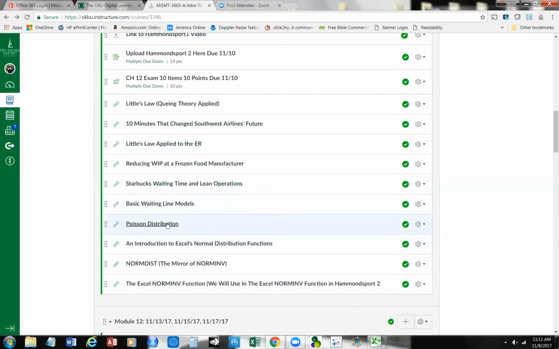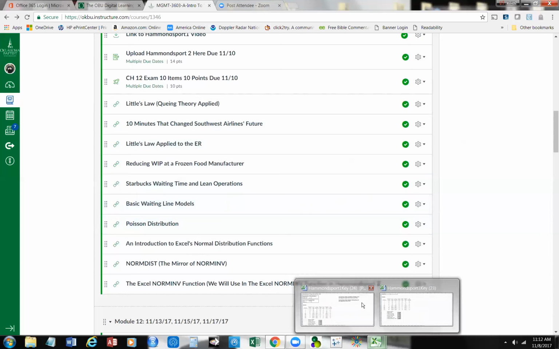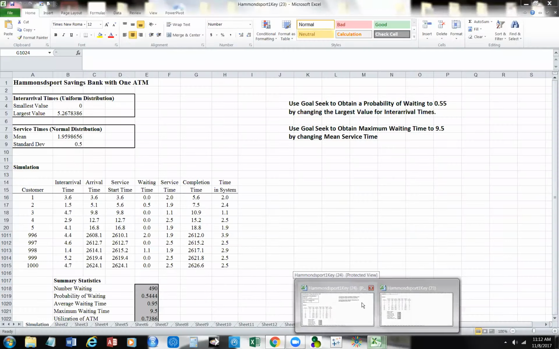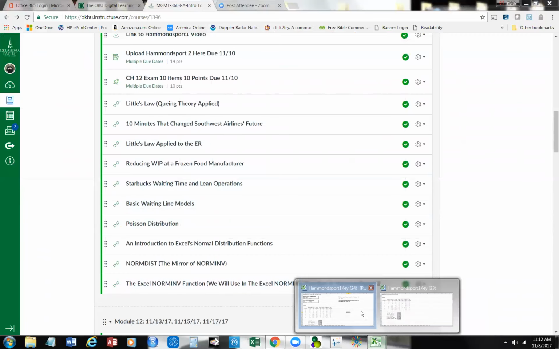Now, the Poisson is one we've got here, and I have a resource there about Excel's normal distribution functions. I want you to take some time and look at it because it will show you how Excel is a tool that can help us understand the probability of arrivals or the probability of events. That being said, I'm going to go back here to Hammondsport. I'll open it up for just a second.